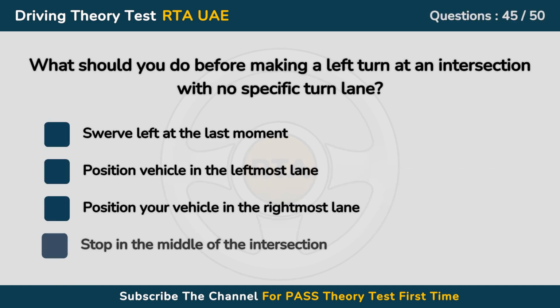Question 45. What should you do before making a left turn at an intersection with no specific turn lane? A. Swerve left at the last moment. B. Position your vehicle in the leftmost lane. C. Position your vehicle in the rightmost lane. D. Stop in the middle of the intersection.